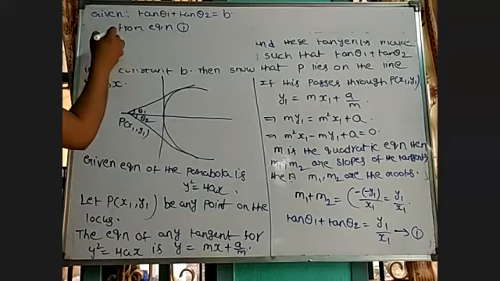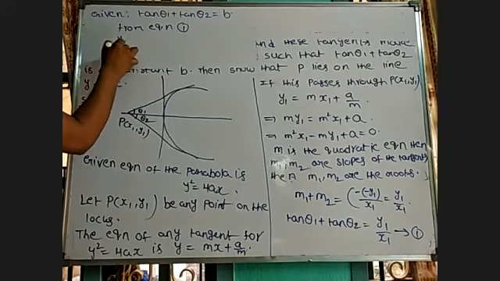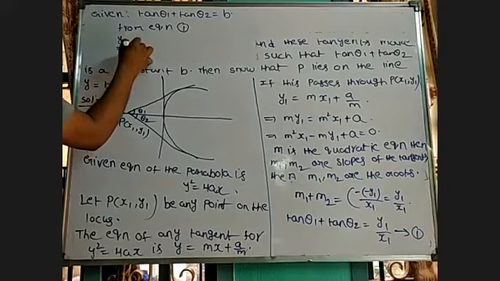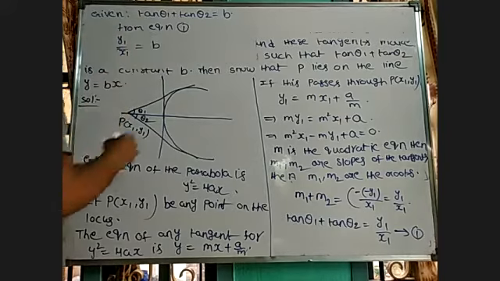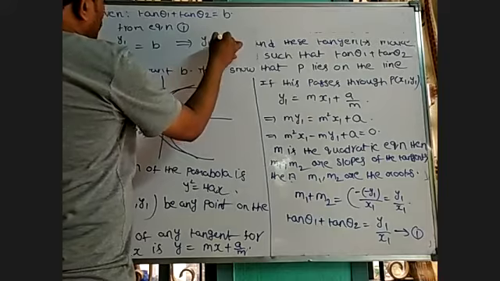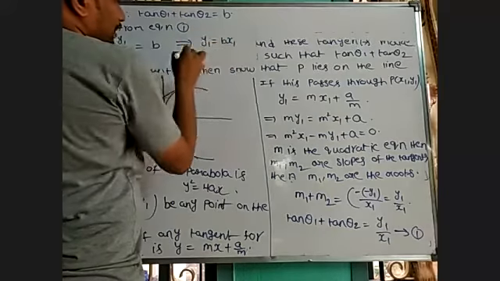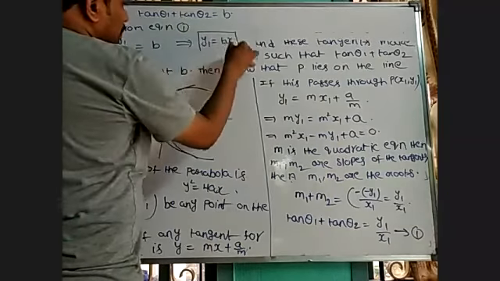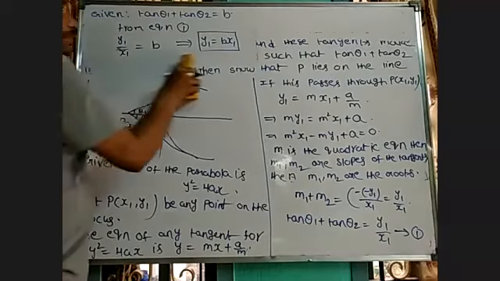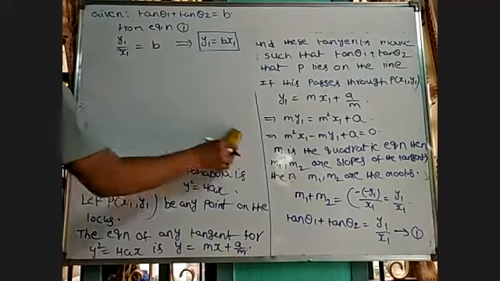From equation 1, we are writing y1 by x1 is equal to what we write? b we can write. From this, y1 is equal to b x1 we can write. y1 is equal to b x1 we are writing. Next, if you see that, y1 is equal to b x1.